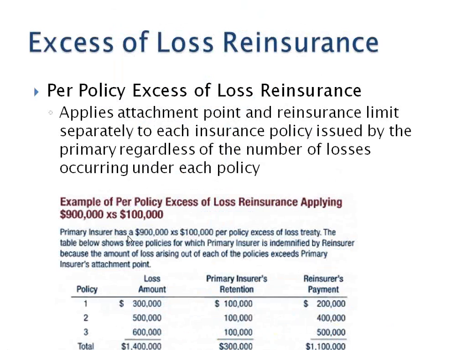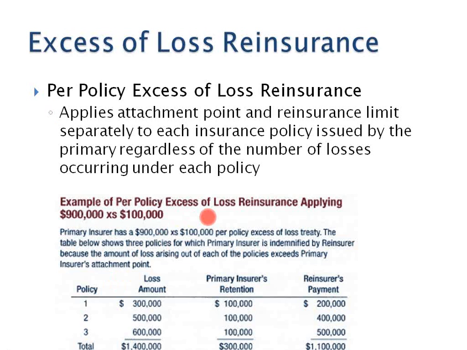Now, the next policy is a per policy excess of loss reinsurance. This applies the attachment point and reinsurance limit separately to each insurance policy issued by the primary, regardless of the number of losses occurring under each policy. So this is more from a policy standpoint, whereas the other one is per occurrence, a hurricane, where we cover all the policies in aggregate. This is now saying each individual policy we're going to insure to a specified limit.